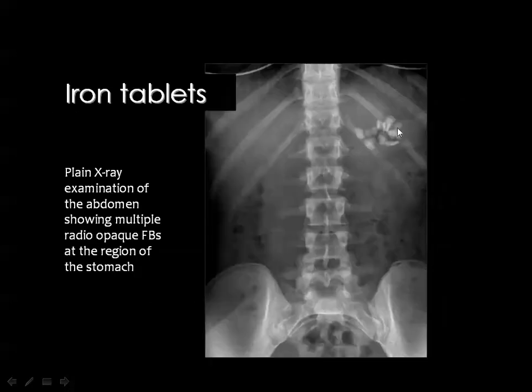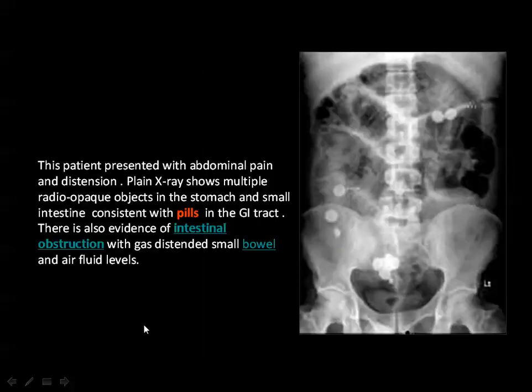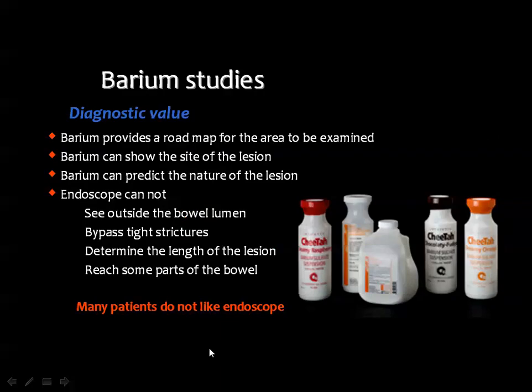And this is an example of a radio-opaque foreign body near the ileocecal junction or the ileocecal area. And this is also an example of some medications which are seen in the region of the stomach. And here you can also see some pills or medical tablets scattered throughout the intestinal loops.